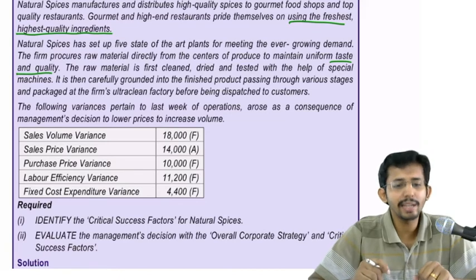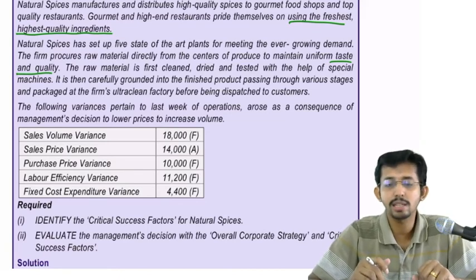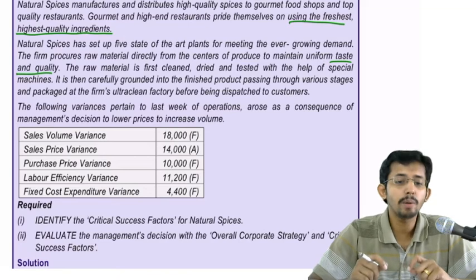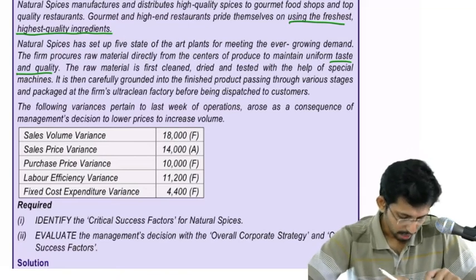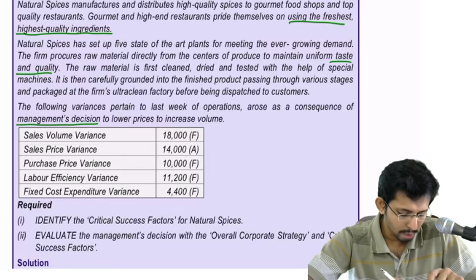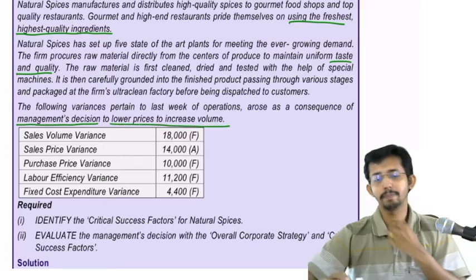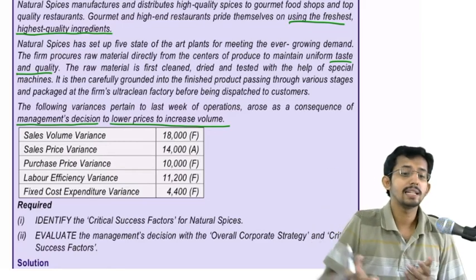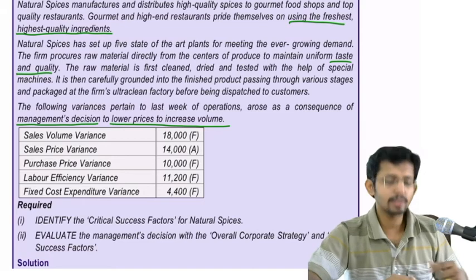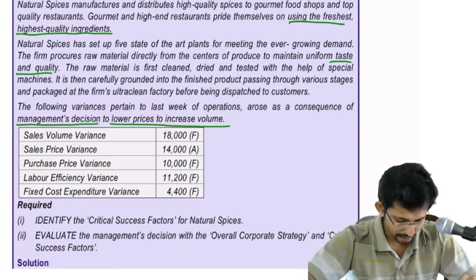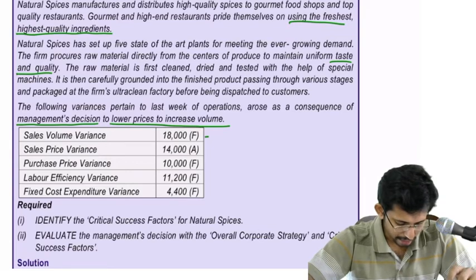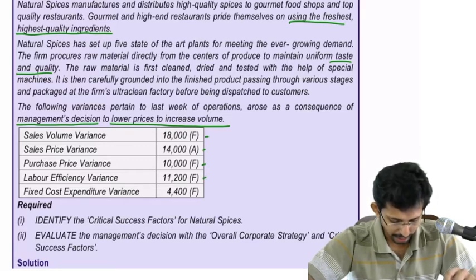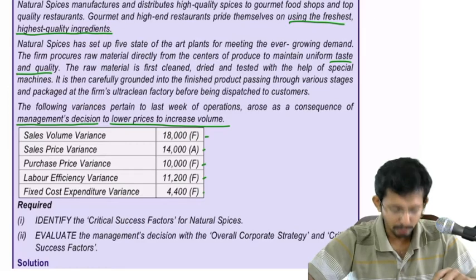Okay, now the following variances pertain to last week of operations and arose as a consequence of management's decision to lower prices to increase volume. So what did the management decide? Management decided to lower prices to increase the volume. It reduced the prices of these products. So what is the impact? It can sell more. Okay, and the result of this decision was given. Sales volume variance 18,000 favorable, sales price variance 14,000 adverse, purchase price variance 10,000 favorable, labor efficiency variance 11,200 favorable, and fixed cost expenditure variance 4,400.